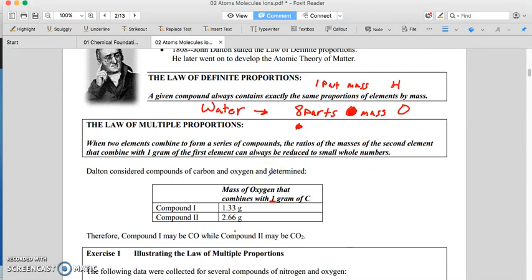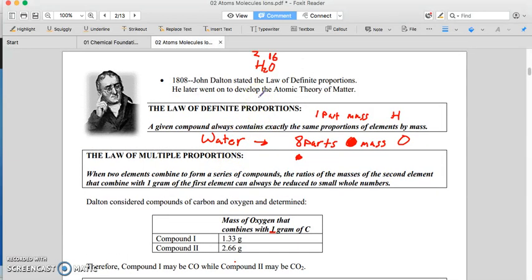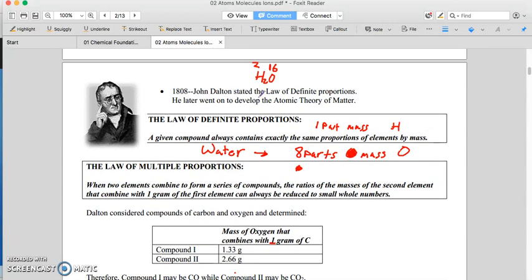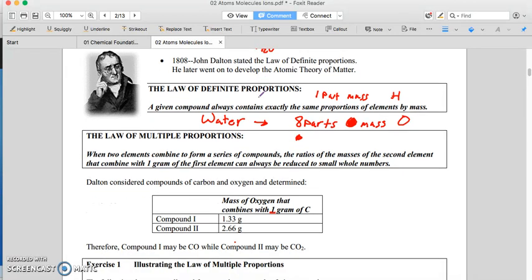The law of multiple, let me finish the law of definite proportions. So no matter what water you're looking at by mass, it will always be 8 parts oxygen to 1 part hydrogen by mass. Okay? That's the law of definite proportions.